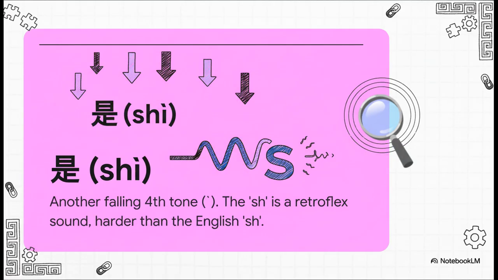Okay, next up we have 是. Now, this is also a fourth tone, so we have two of these falling tones right back to back. 这是. You have to give each one its own full, distinct drop. The other common pitfall here is that initial sh sound. In English, sh is pretty soft, right? Like in the word shoe. But in Mandarin, this is what we call a retroflex sound. Your tongue actually curls back just a little bit in your mouth, and that creates a harder, more forceful sound. 是. It's not she. Listen really close. 是. It's so crisp and clear.